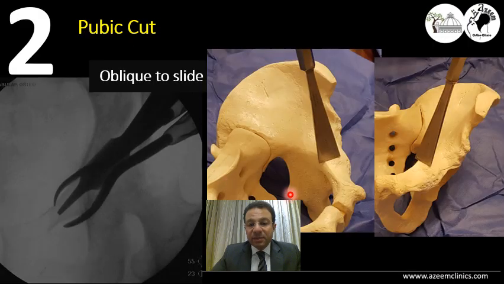The second cut is the pubic cut, separating the acetabulum from the pubic bone. And this is done in a regular fashion using a regular osteotome.